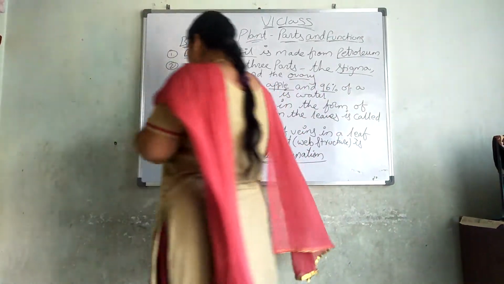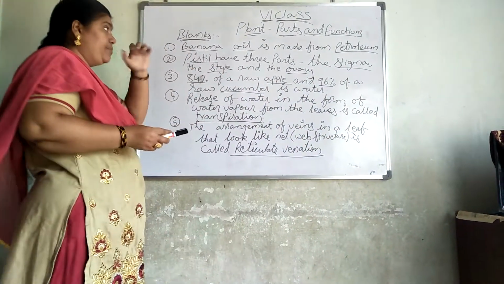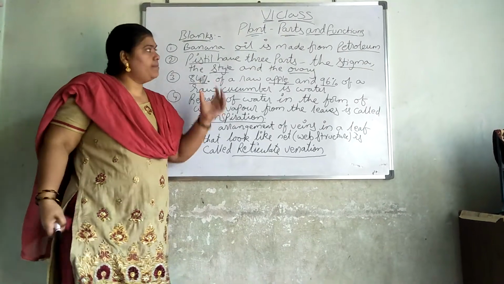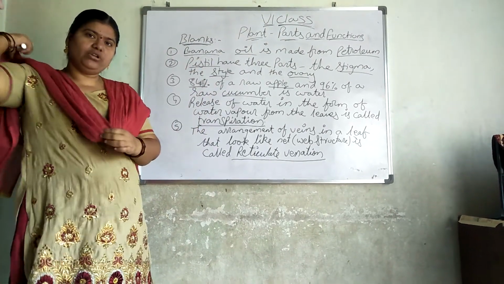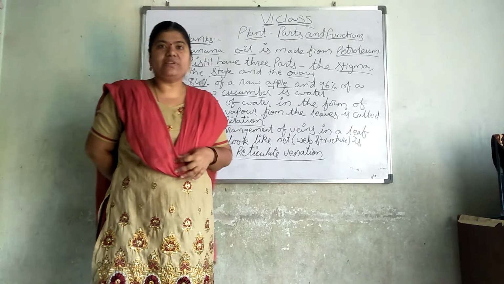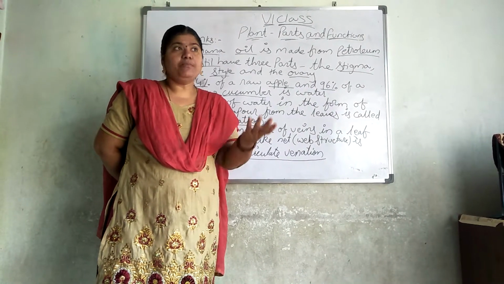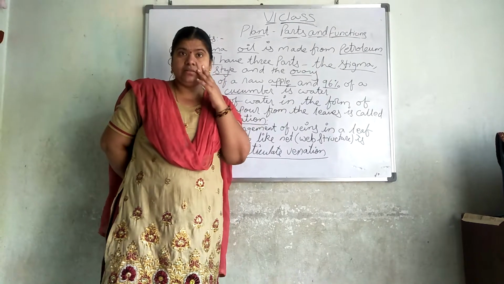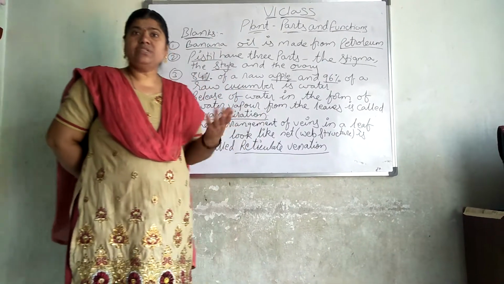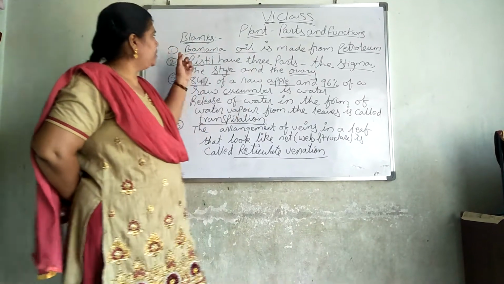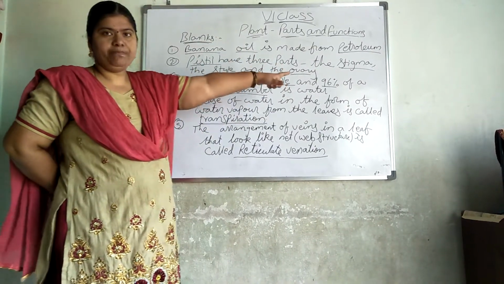So please see here the five blanks. What are those? Banana oil is made from petroleum. We know that from the petroleum, what are the products we will get? The synthetic fibers, plastic, then petroleum products like Vaseline. Then some creams, dyes, everything we will get from petroleum. Even from the petroleum, we are going to get banana oil. Banana oil is made from petroleum.